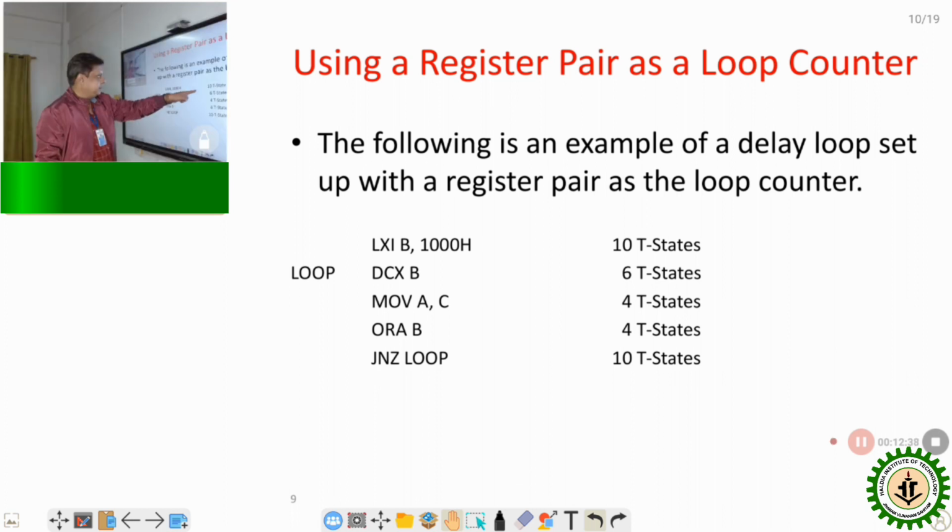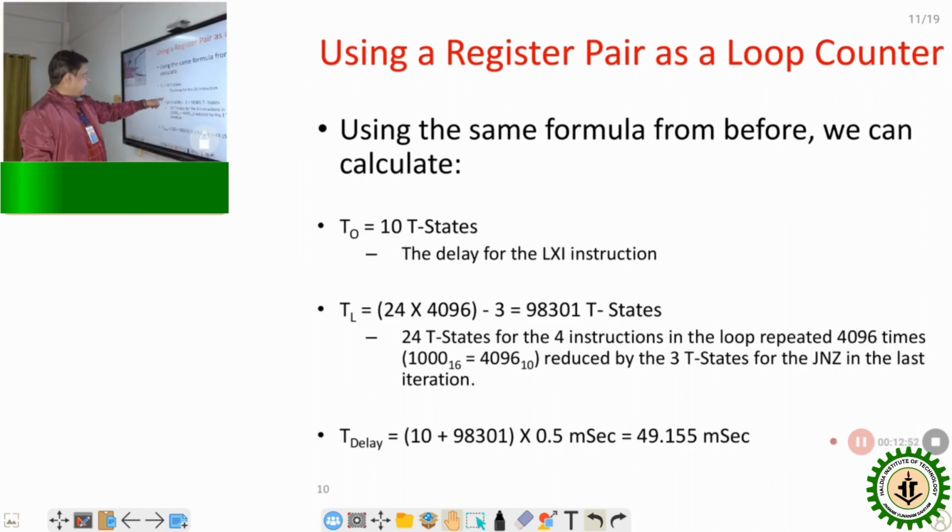This instruction. So total how many T states? 10, 14, 24. 24 T states are inside the loop. 10 T states are outside. So 24 inside the loop, 10 T states outside. Inside the loop, 24 cross 4096, that is the count, minus 3. So this is 98,301 T states inside the loop. And what about T states outside the loop? 10. We have to add this. And this will give you a figure 98,311.